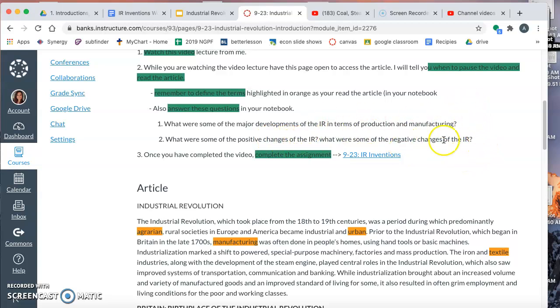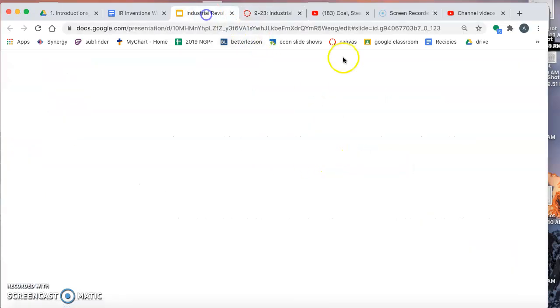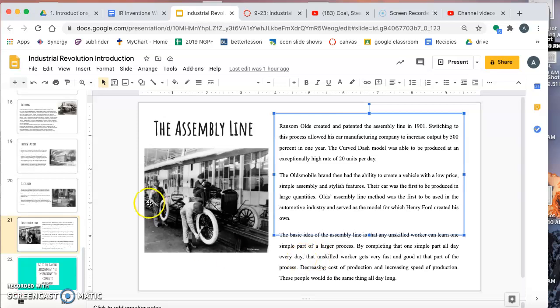The better you take notes in your notebook, you guys, the easier it's going to be for you to use this information later, and you're not going to have to go back and reread or rewatch as much. And then here is where you will go to get to the assignment. So now I'm going to go ahead and present this.